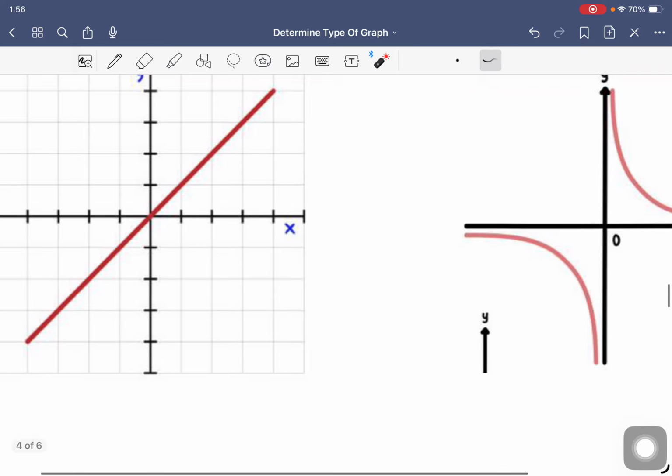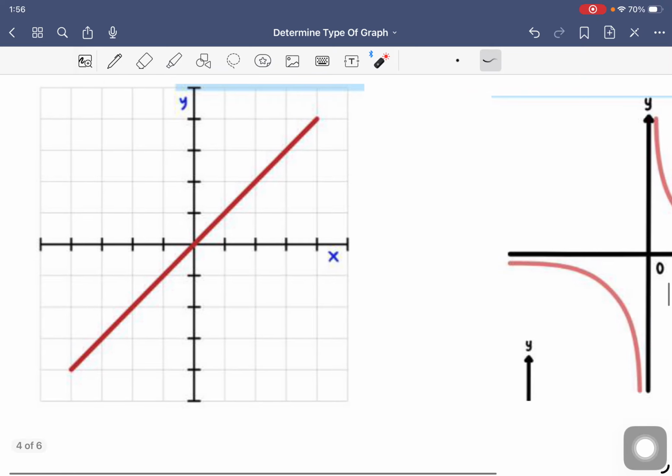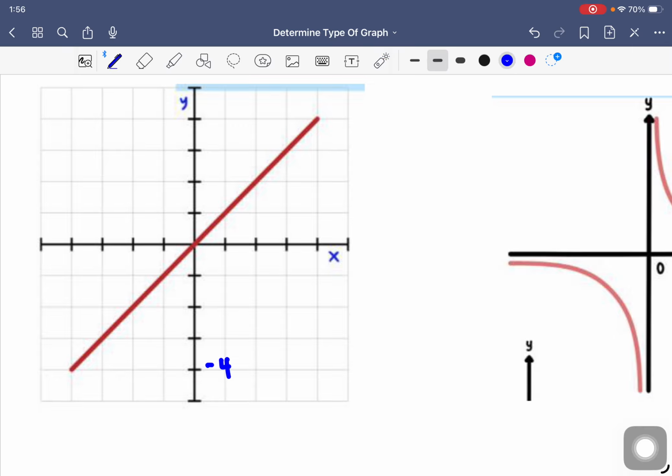Okay, for the first graph, we have a straight line from the bottom to the upper side. Let's say I give the values here 1, 2, 3, 4. This is negative 4 and this is 4. 1, 2, 3, 4, and this is 4. This is also negative 4. So we have the same value for the left hand side and right hand side, and also the same value for the bottom side and upper side.